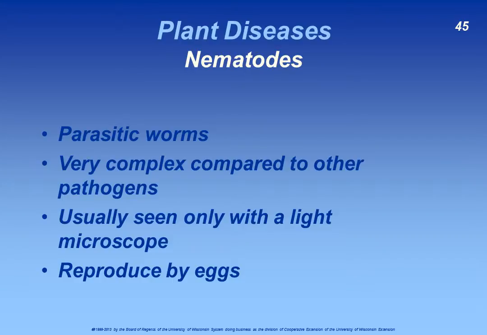Nematodes in general are very complex, probably as complex in their own way as the fungi that we discussed. Nematodes are animal-like. They have a digestive system, they have a sensory system, they also have a reproductive system. Nematodes are relatively small. Some types of nematodes are large enough that you might be able to see them with the naked eye, but most of the time if you want to see a nematode, you need to use a light microscope. As I mentioned, nematodes have a reproductive system and they reproduce by laying eggs.